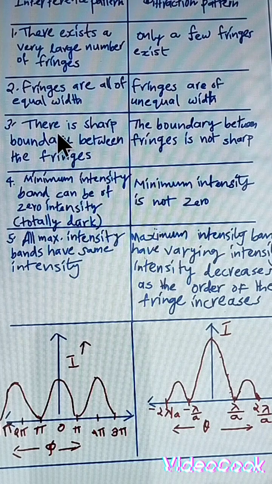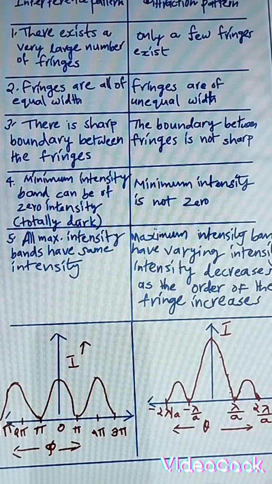And in interference, there exists a sharp boundary between the fringes. That is, we can identify the boundary between dark and bright fringes very clearly. And in the case of diffraction pattern, the boundary between the fringes is not sharp. So this is evident from this pattern. Here the boundary between the bright and dark regions is not that sharp.